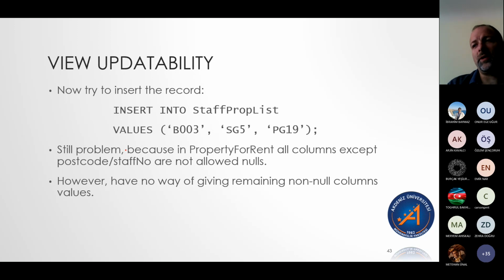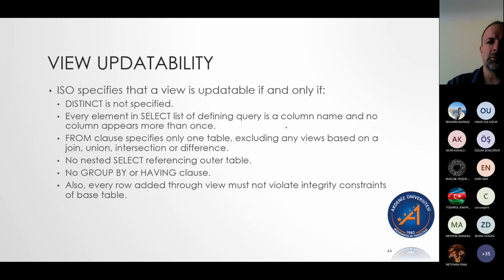Okay, so we can either change the table. If we change the table so that there were no non-nullable columns, where every column was nullable, basically, except for the primary key, PG19, then we could do this, right? But that would be a very particular situation. Okay, so the rules about views being updatable are basically listed here.